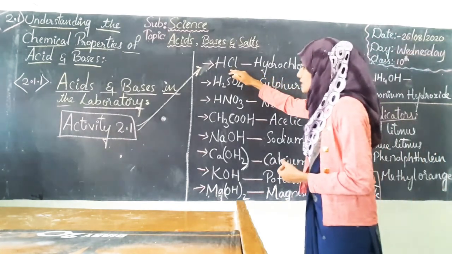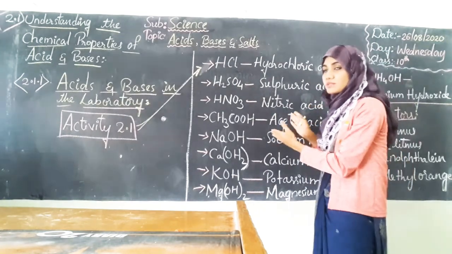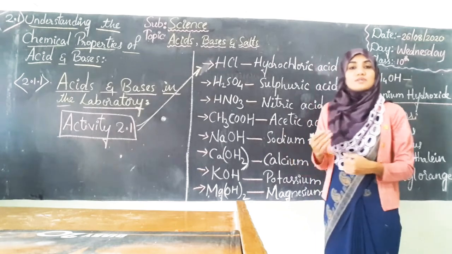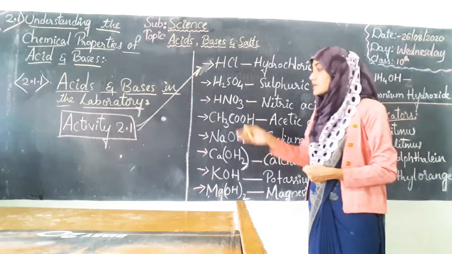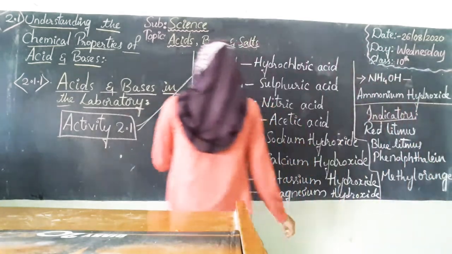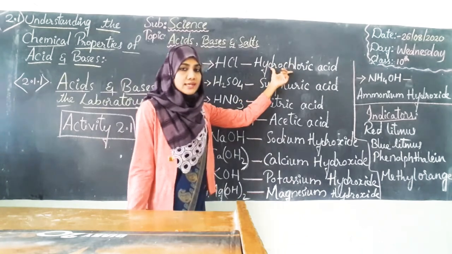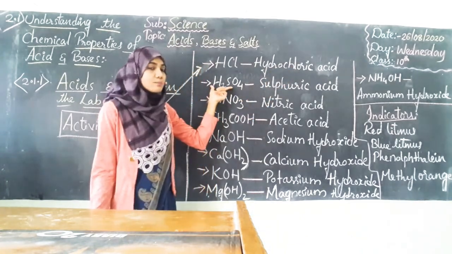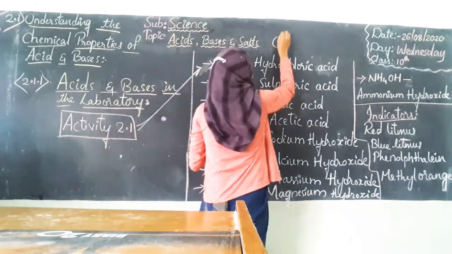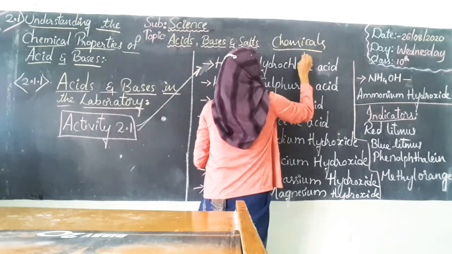HCl. Students, these chemicals you have to remember very well, as they will be coming again and again in your further chapters of chemistry. So do remember the molecular formula of these chemicals. Let us see what these chemicals are. HCl, also known as hydrochloric acid. H2SO4 means sulfuric acid. These are the molecular formulas of these chemicals.